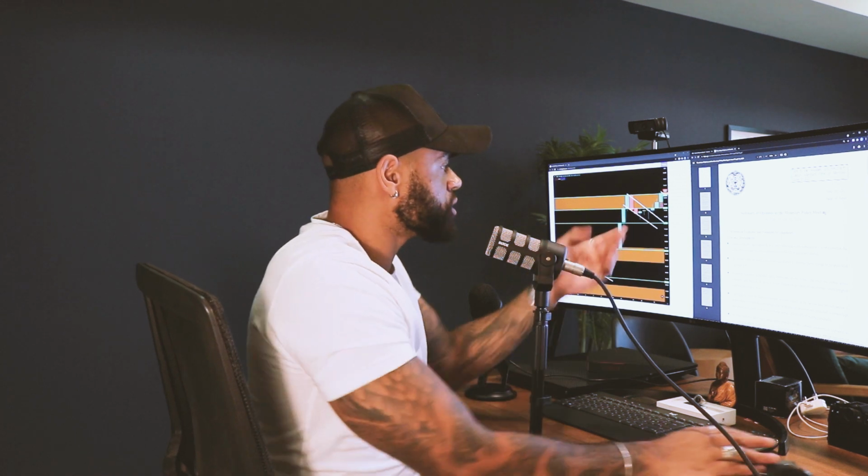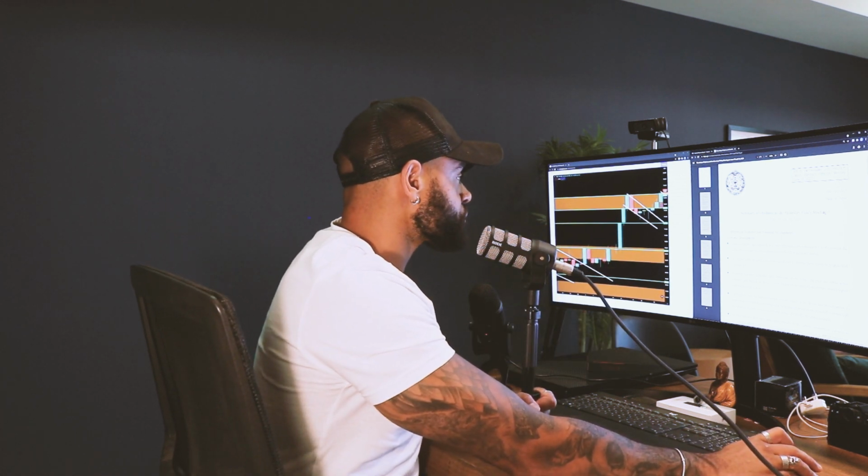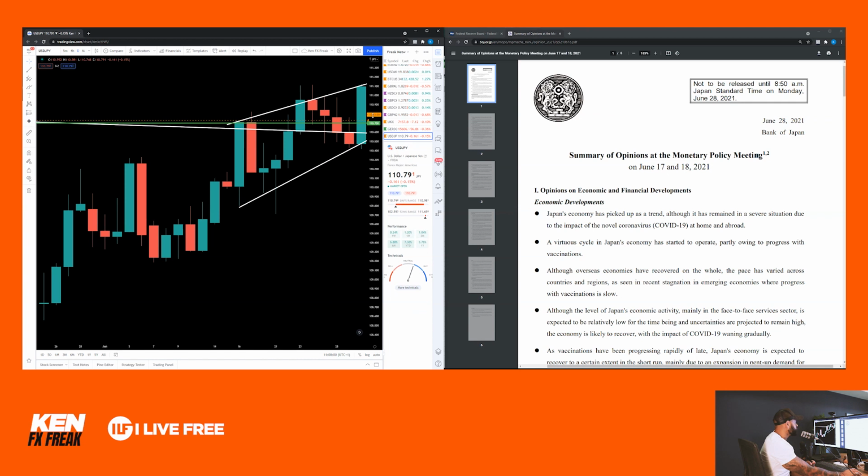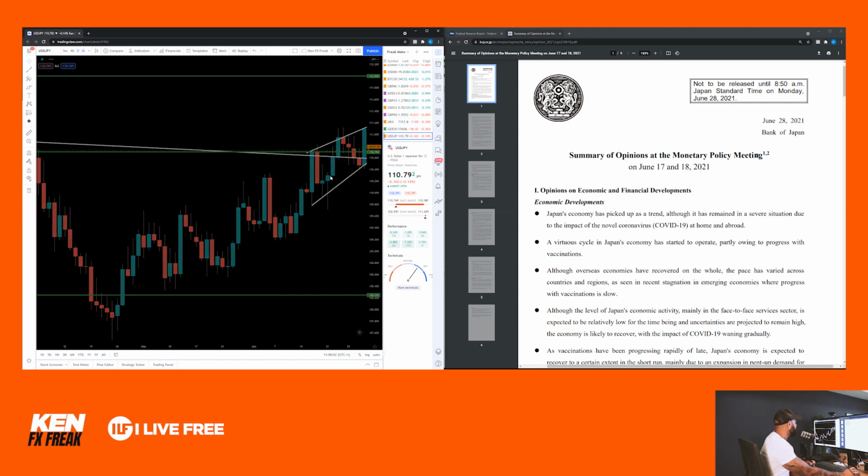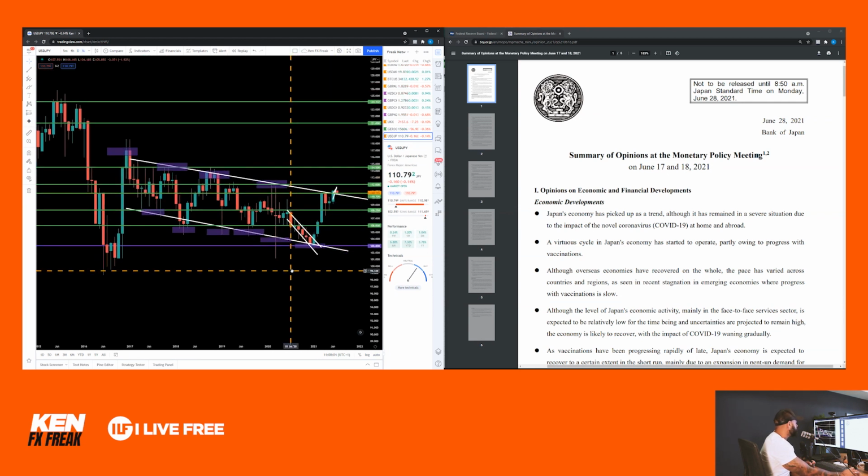So, of course, what's going to happen to dollar yen? Let's bring up dollar yen here. Dollar yen should in fact continue to rise. The dollar will strengthen, the yen will weaken, so that should continue to push the upside.